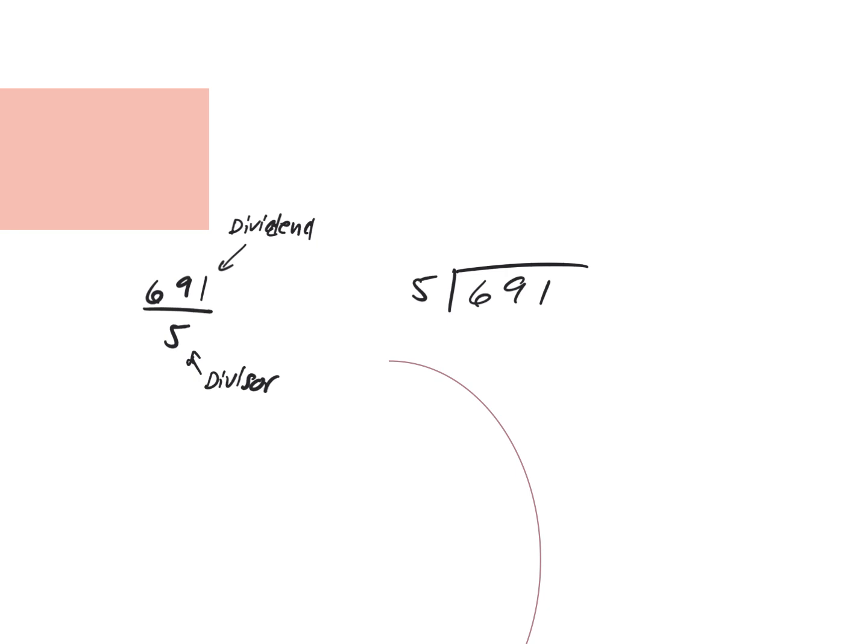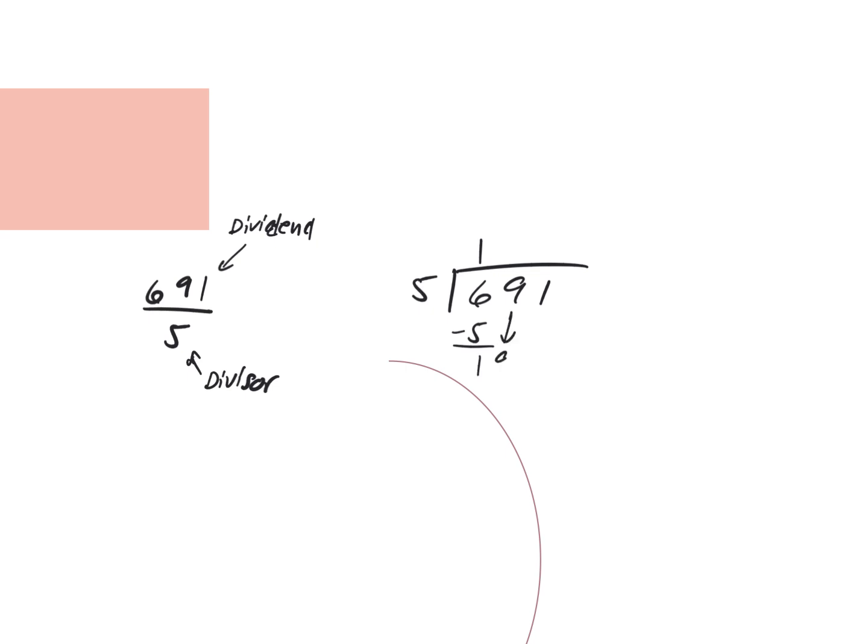Now you go digit by digit. The first digit is the 6. And so really what you're doing is you're saying, how many times does this 5 go into 6? It's going to be 1 time, and I'm going to put that right over the 6. Then 1 times 5 is going to get you 5, and then you subtract. You end up with 1.